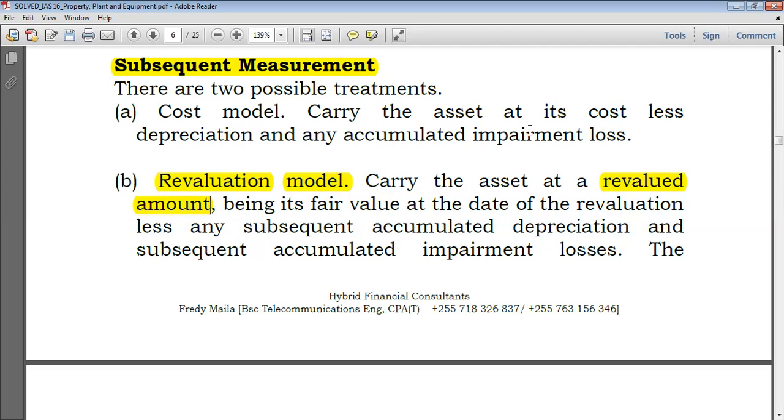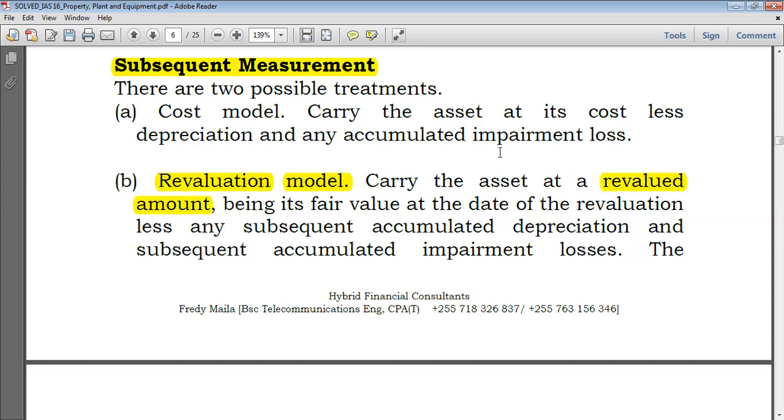That means if you had an asset for 8 years, you have depreciated it for 8 years, but now you have revalued it. After revaluing it, its new carrying amount would be the revalued amount minus depreciation that will come from the date of revaluation. So you ignore the previous depreciation, because that will be included in the computation of the revaluation gain or revaluation loss, where we compare the carrying amount and the revalued amount.